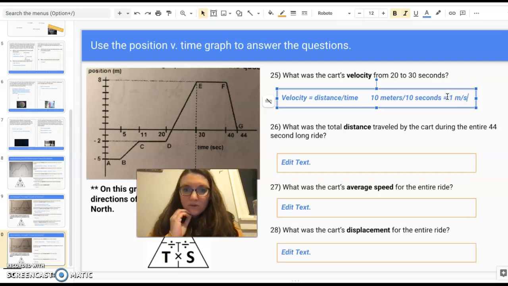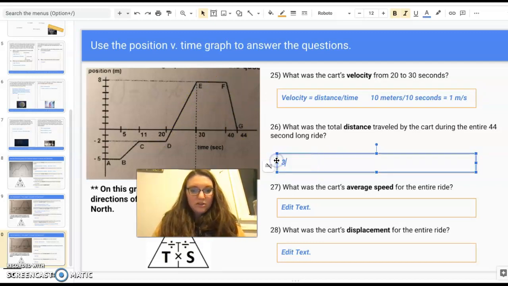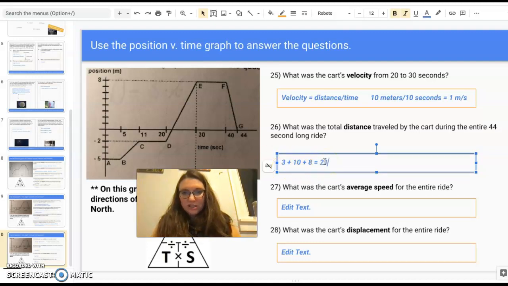Okay. What was the total distance traveled by the cart during the entire 44-second long ride? Okay. So starting here, they moved 3 meters right there, then didn't move. Then they moved 10 meters right there, and then they moved 8 meters right there. So 3 plus 10 plus 8 equals 18 plus 3 is going to be 21 meters.